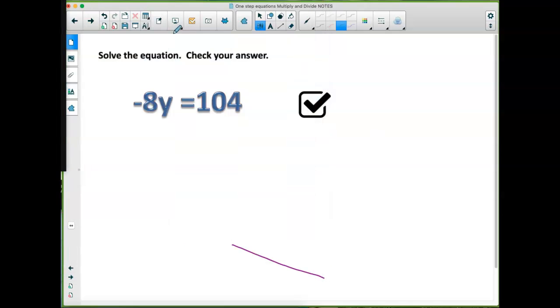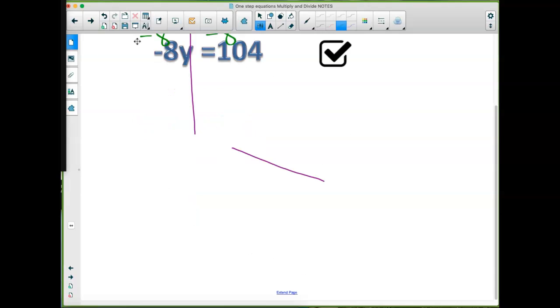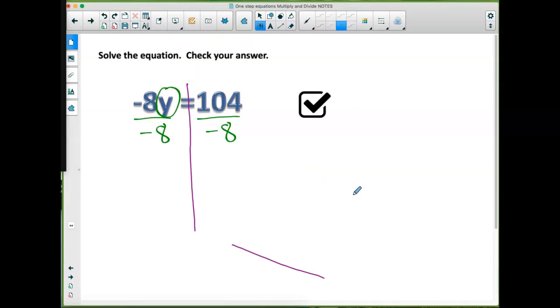Okay, so if you did this correctly, it should, hang on, let me get my screen so I can write again. Okay, it should look like this. You're going to draw the line by the equal sign, which I saw most of you do. You have to divide by negative 8 on each side because we want to get the y by itself. Whoa, hang on a second. Not sure what happened to my screen. We'll get there. There we go. And we end up with y equals negative 13.